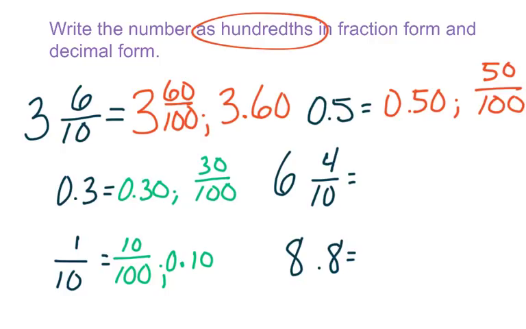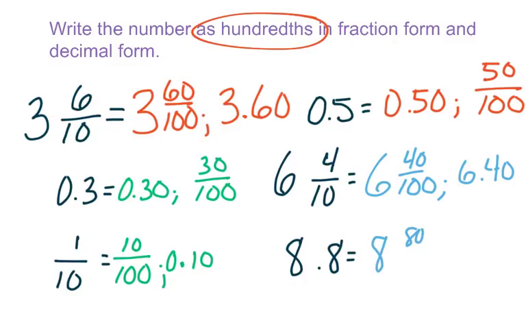How about 6 4/10 as a mixed number? Go ahead and turn that into a fraction and a decimal in hundredths. So we would have 6 40 hundredths, and then as a decimal we would have 6 40 hundredths. And then finally on this page we have 8 8/10, and I want that as a fraction and as a decimal in hundredths. So I would have 8 80 hundredths, and then I would also have 8 80 hundredths as a decimal.